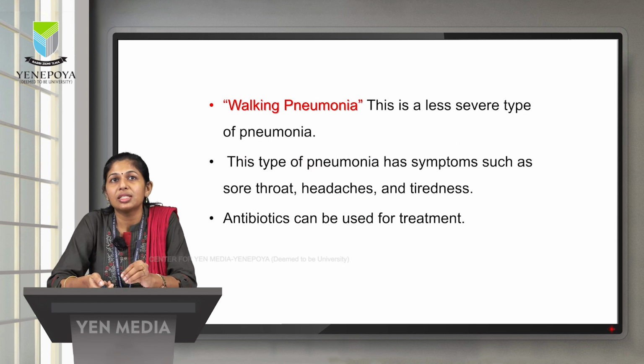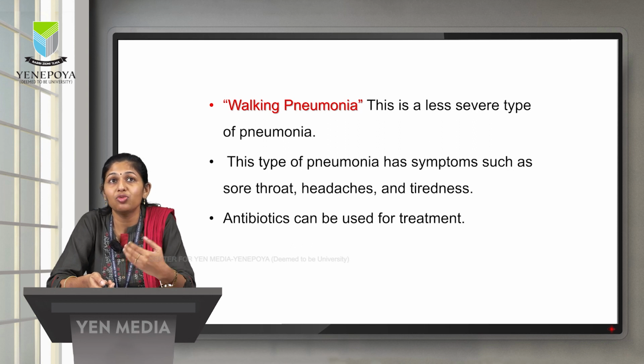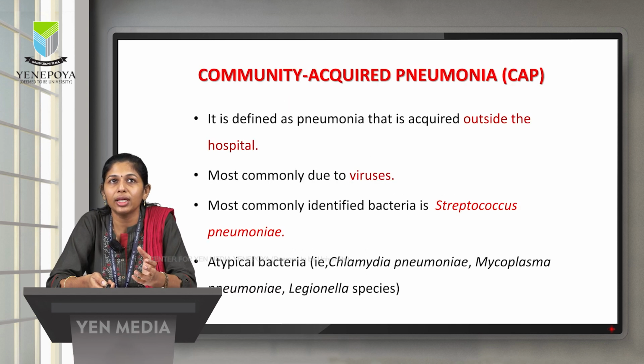Now we are going to discuss walking pneumonia. Atypical pneumonia is also called walking pneumonia. Why is it called walking pneumonia? This is a less severe type of pneumonia. That is why it is called walking pneumonia, because it is less severe in nature, so the patient can do their day-to-day activities. This type of pneumonia has signs and symptoms such as sore throat, headache and tiredness. Antibiotics can be used for the treatment. So this is all about walking pneumonia.